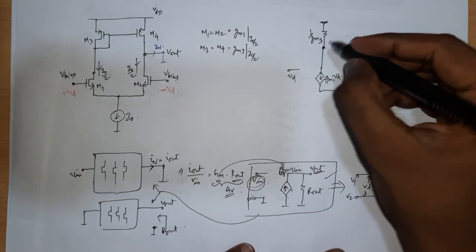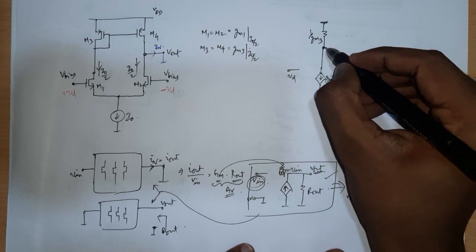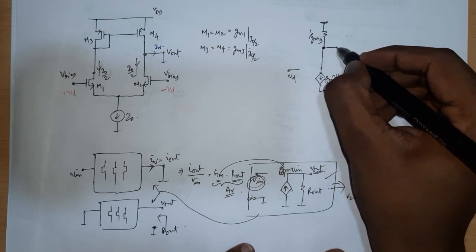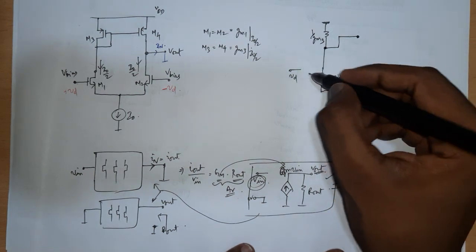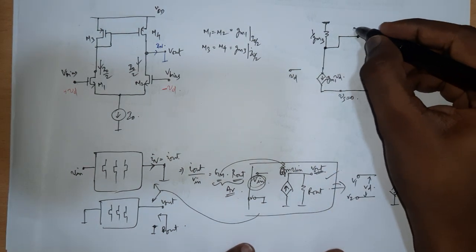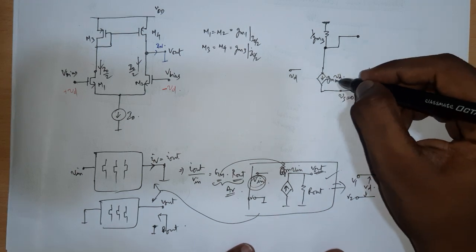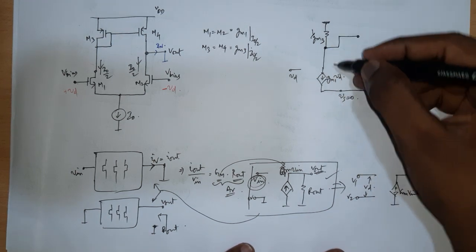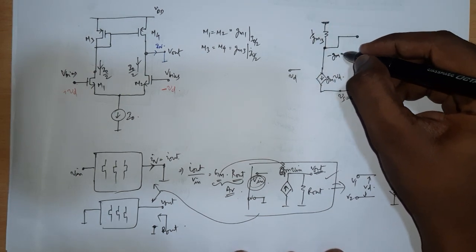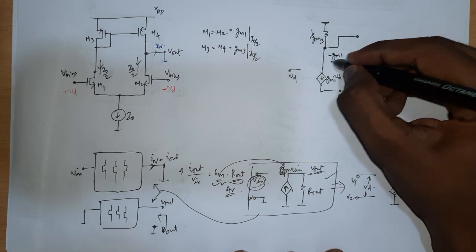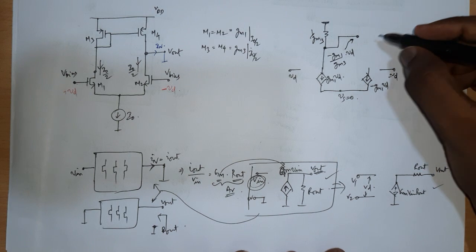Now this portion of the drain is connected to the gate, and that gate is being taken to the next transistor. So what is this voltage? This voltage is the negative of this current multiplied by this resistance, so it is going to be minus Gm1 by Gm3 times Vd. That is this voltage.